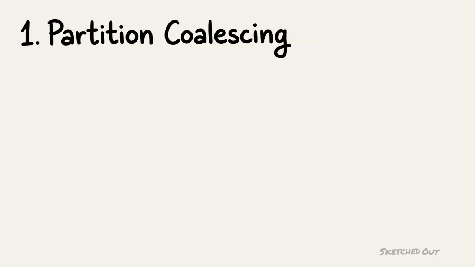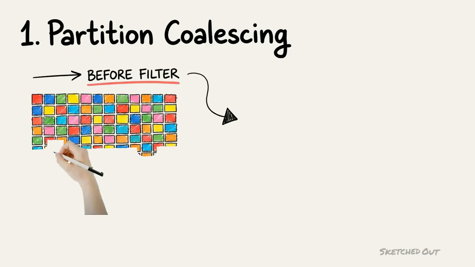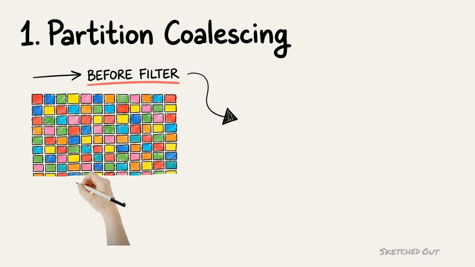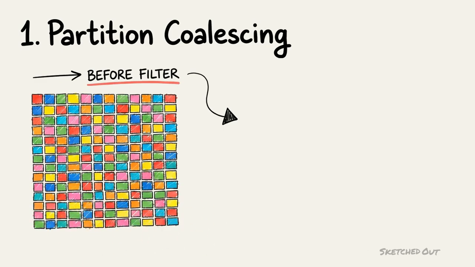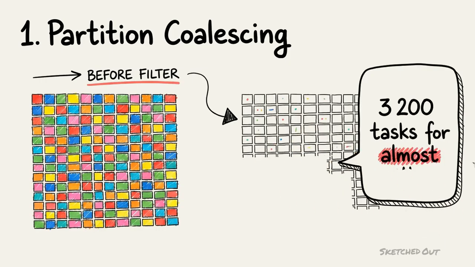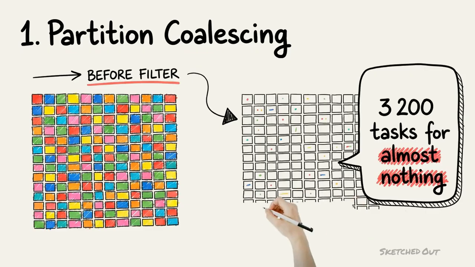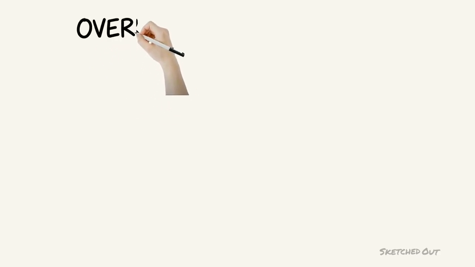The first is partition coalescing, and it solves a problem so common it is almost universal. Our fraud job filters aggressively. We start with 3,200 partitions, and after the filter, most of them are tiny or empty. Data that once filled 128 megabytes per partition now fills a few kilobytes, but there are still 3,200 of them. 3,200 partitions shown before a filter, and after the filter, the same count with most shown nearly empty, labeled 3,200 tasks for almost nothing.